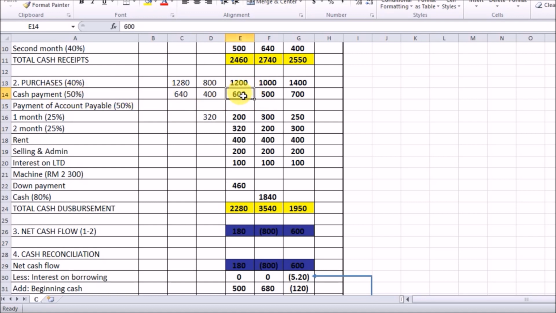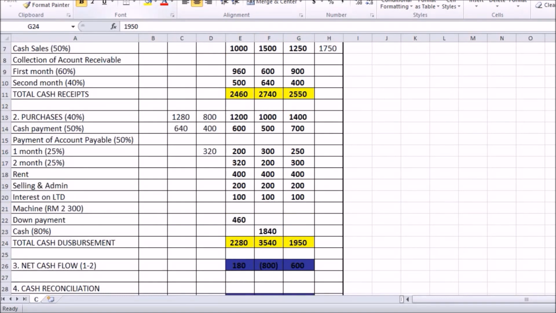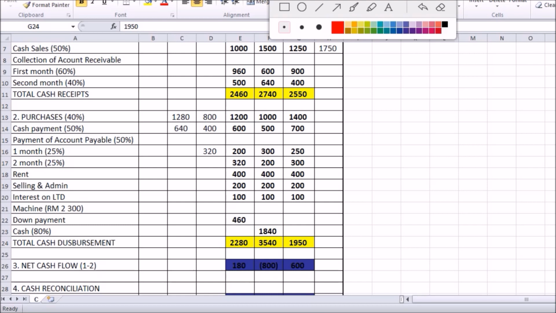We total up the cash payments until balance 80% to get total cash disbursement and apply to January until March. The third element of cash budget is net cash flow, which is total cash received minus total cash disbursement.